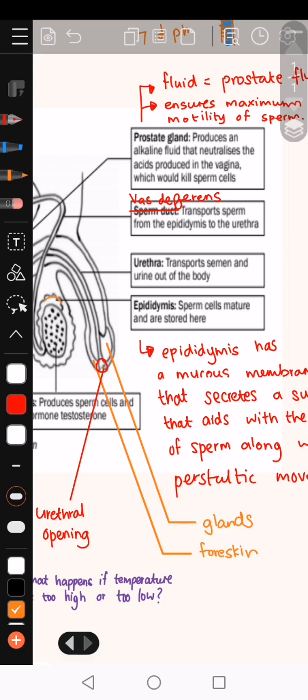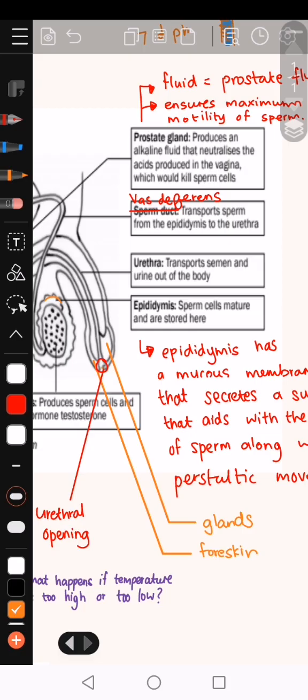Now the urethra transports semen and urine out of the body, not into the body, out of the body. Now you need to know the difference between the urethra and the ureter. Very important. We need to understand what is the difference between the urethra and the ureter. I will leave that with you. That is grade 11 understanding.